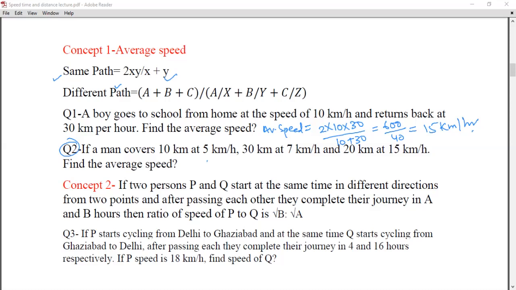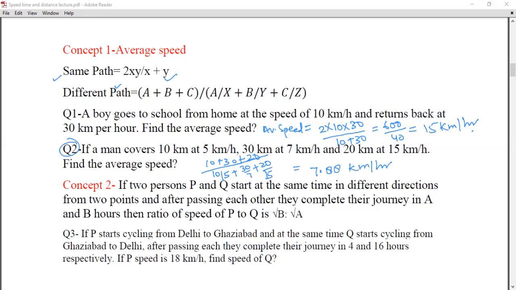So we have to write 10 plus 30 plus 20 over 10 by 5 plus 30 by 7 plus 20 by 15. If you solve this further, your answer will come as 7.88 kilometer per hour. So this is the concept of same path and different path.